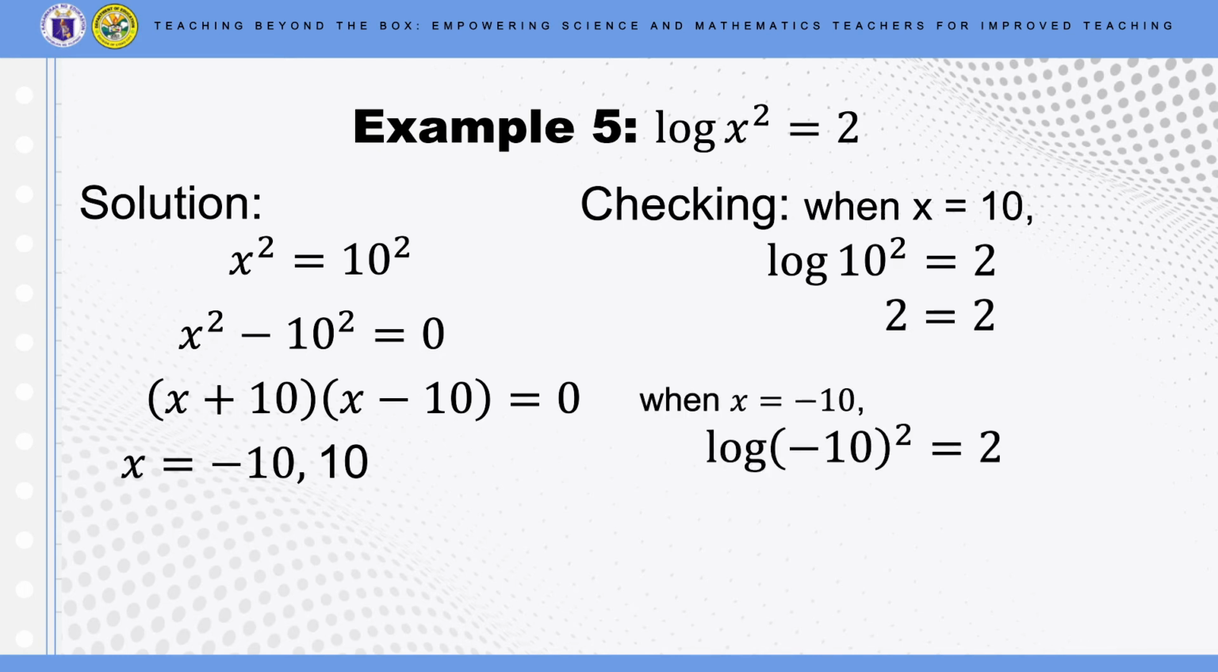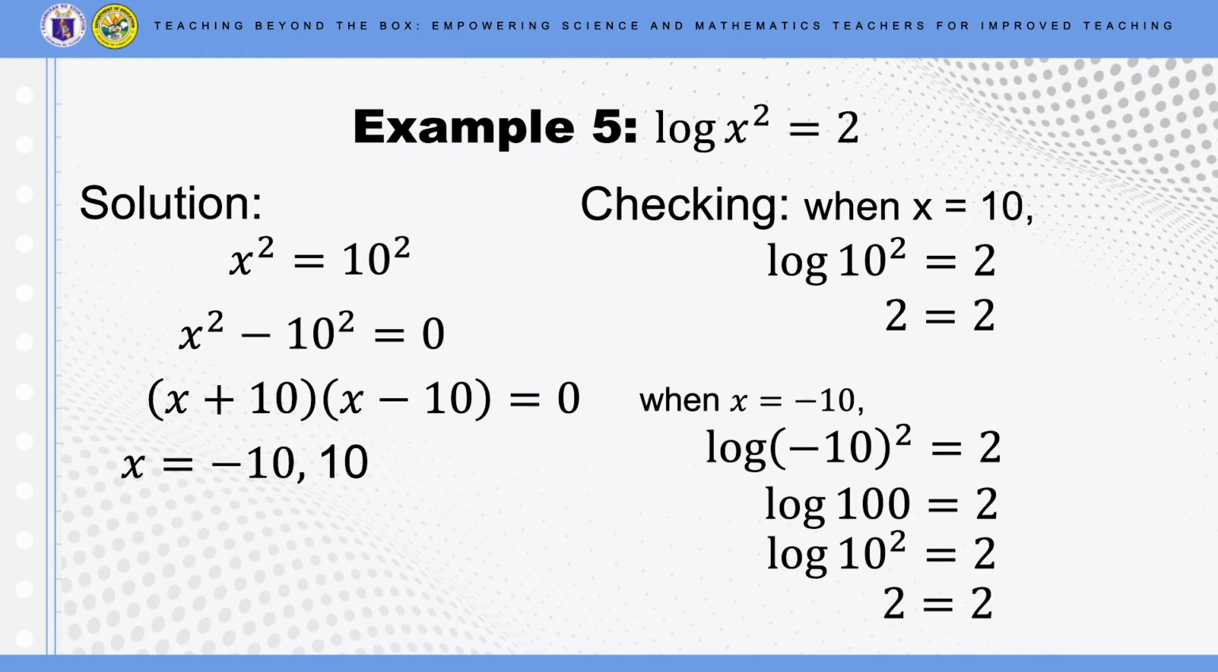Now, when x equals negative 10, we have the logarithm of the square of negative 10 equals 2. The square of negative 10 is 100. Now, we have log 10 squared equals 2. Simplifying, we have 2 equals 2. Hence, the solutions are negative 10 and 10.